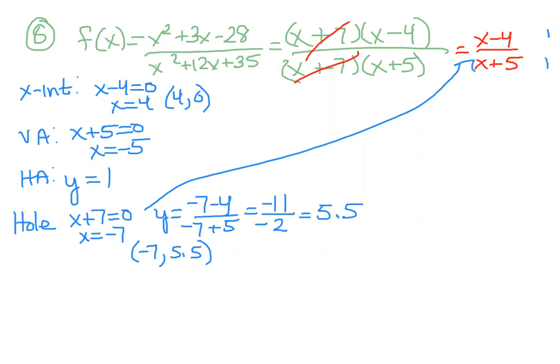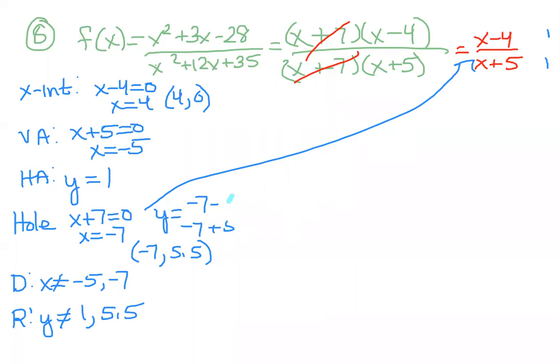I'm going to have to erase some of that to graph. And our domain is x not equal to negative 5 or negative 7. And our range is y not equal to 1 or 5.5. And let's go ahead and graph. I'm going to erase some of that so I have more space.